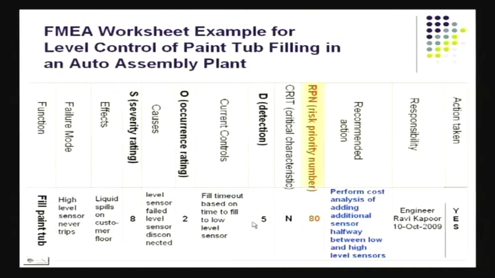And lo and behold, we are back with the worksheet here, and I see this item 80. This is the same paint tub filling problem, and it's got an RPN of 50. Hopefully, the other failure modes have led to an RPN that is less than this. Therefore, this is the one that should get some action. Some action is planned here, and this resulted from looking at severity, looking at the likelihood, and looking at detectability.